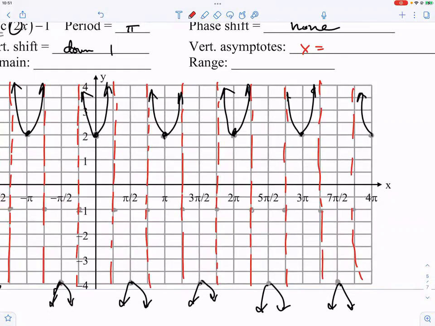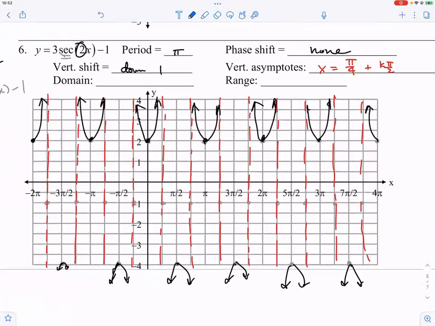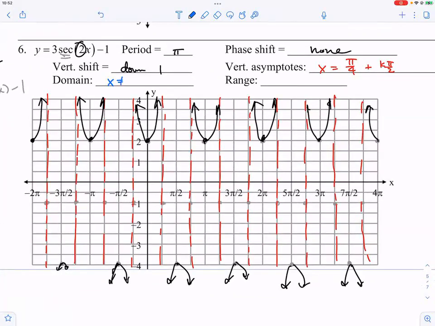k pi over 2, but then we will start from where? We will start at the first one. Now you may write down pi over 4, or you may write down negative pi over 4. It's up to you. I would choose to write pi over 4 because I can be a little lazier and not write the negative sign. Technically you may pick any point where you see the vertical asymptotes, and then say it's going to repeat itself every pi over 2 units. So you say k pi over 2. And if you get your vertical asymptotes correctly, then you will also get your domain correctly.